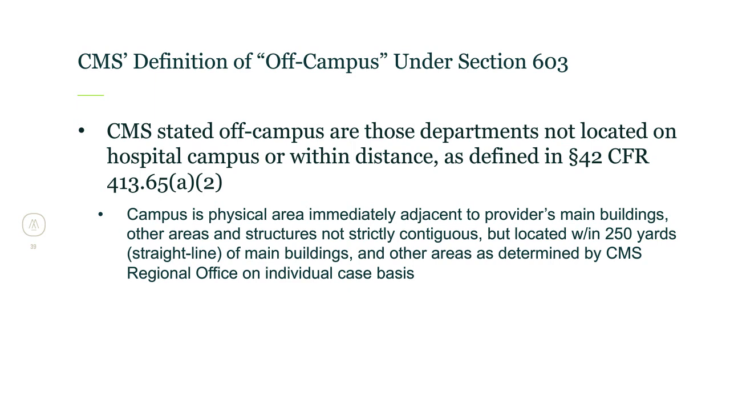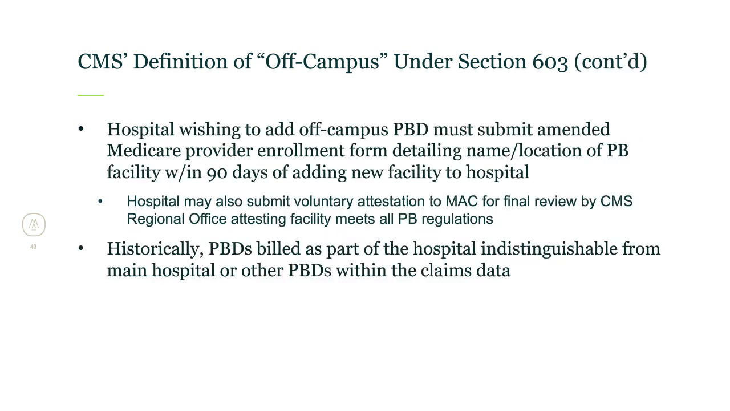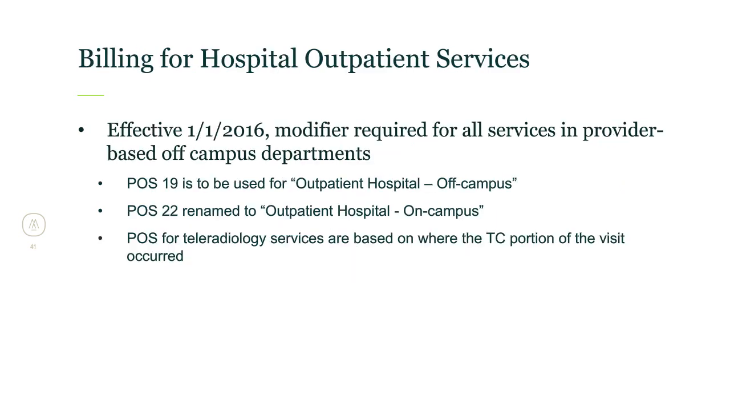The other piece of this, too, for hospitals wishing to add off-campus provider-based departments, we have some detail here regarding the enrollment forms and some of those other requirements that hospitals need to go through. But when we're talking about off-campus, one thing we did want to point out is this very important site of service that needs to be added onto the claim. So place of service 19 is outpatient hospital off-campus services. And then we have place of service 22, which has been renamed outpatient hospital on-campus services.